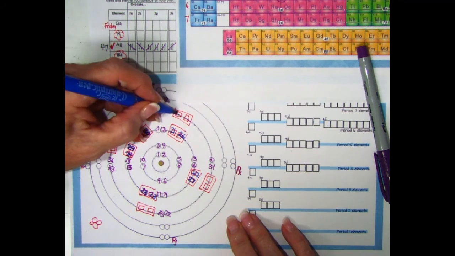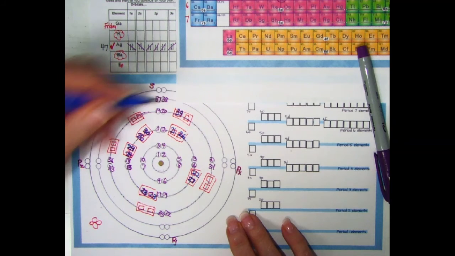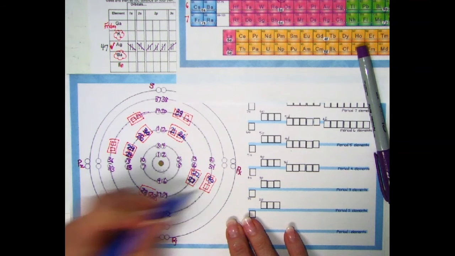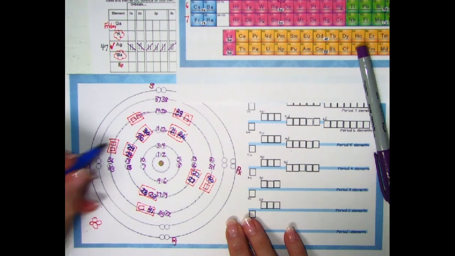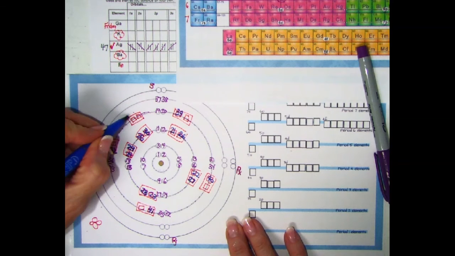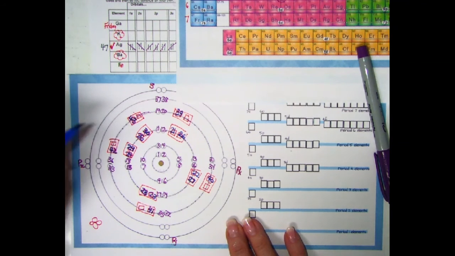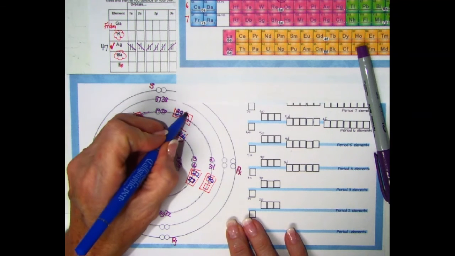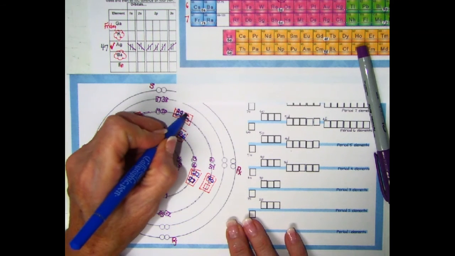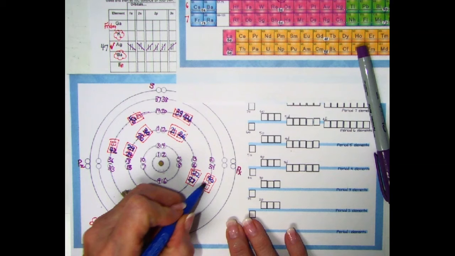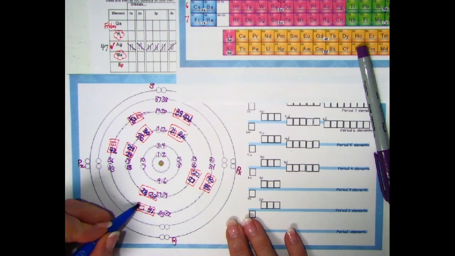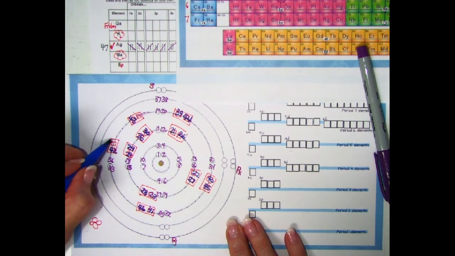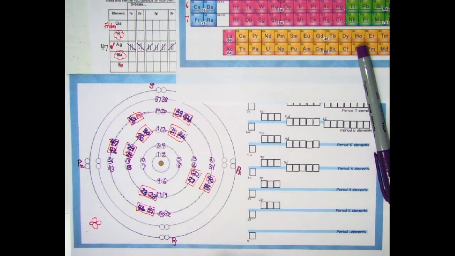We're at 38, 39, 40, 41, 42, 43. That gets to technetium. All right? 43. I almost forgot what count I'm on. 44, 45, 46, 47. So we are where we need to be.